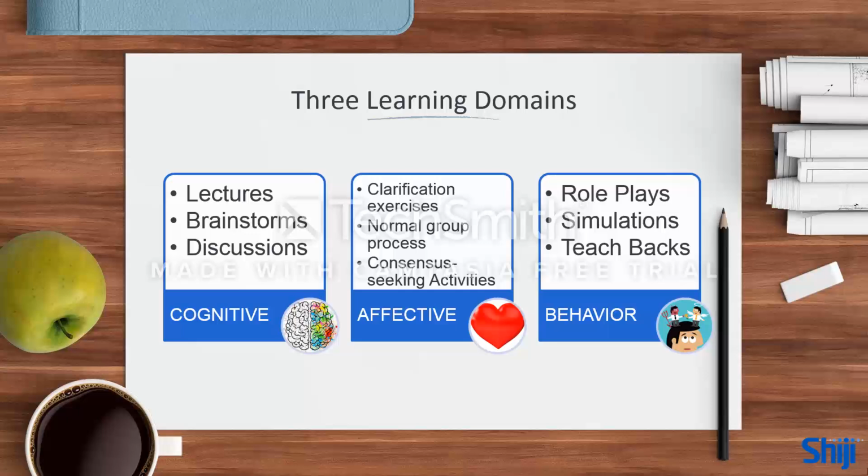Cognitive consists of lectures, brainstormings, and discussions. Affective includes value clarification exercises, norming group process, and consensus-seeking activities. And behavioral incorporates activities such as role plays, simulations, and teachbacks.